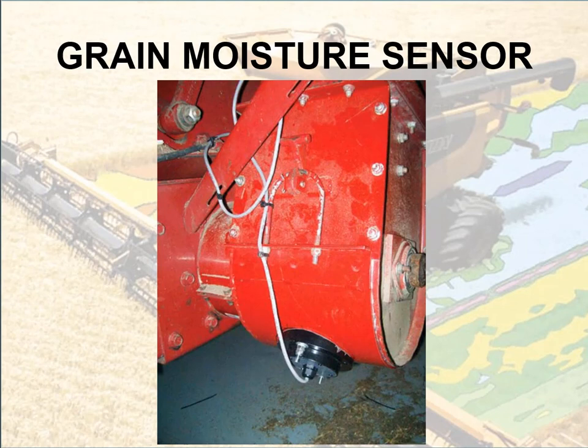There's another one out there in the market, which you see here. This is mounted at the bottom of the clean grain elevator. As the grain comes over from the left-hand side, it's just a metal plate that sticks up in there, measuring the moisture. It sits in the bottom and does the same function. Anyway, those are the two main components that we see in a yield monitoring system.